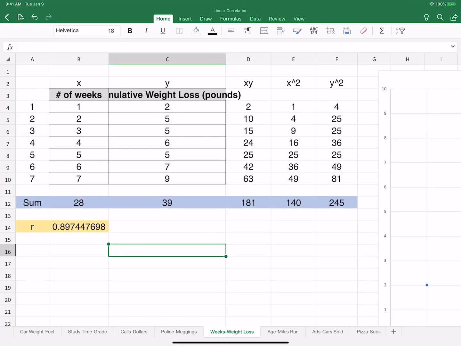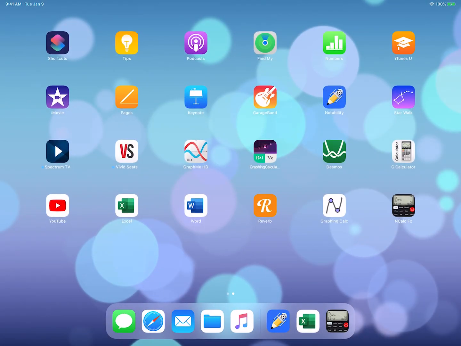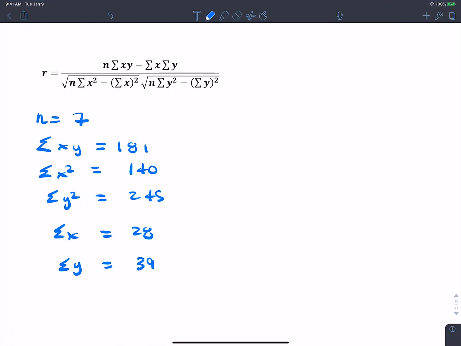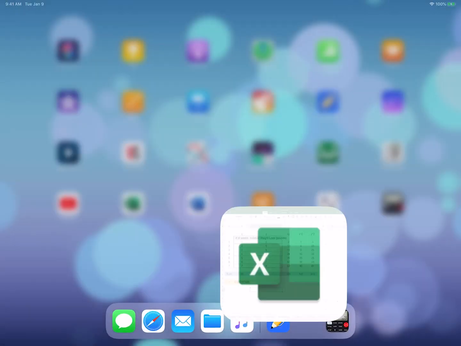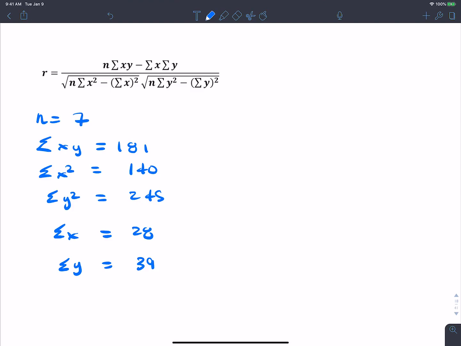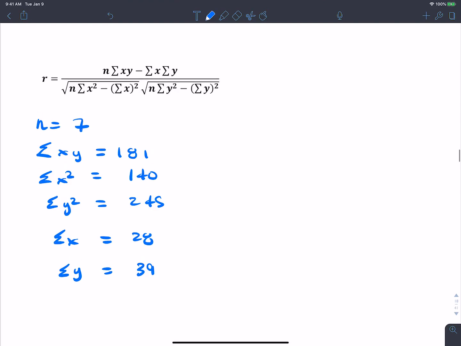Sum xy is 181. Sum x squared is 140. Sum y squared is 245. Is that what we wrote down? Sum x is 28. Sum y is 39. So we have 181, 140, 245, and then sum x is 28 and 39. Okay. All right, good. So let's plug these things in here.